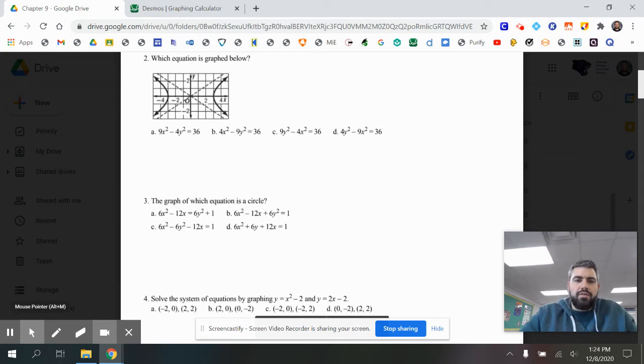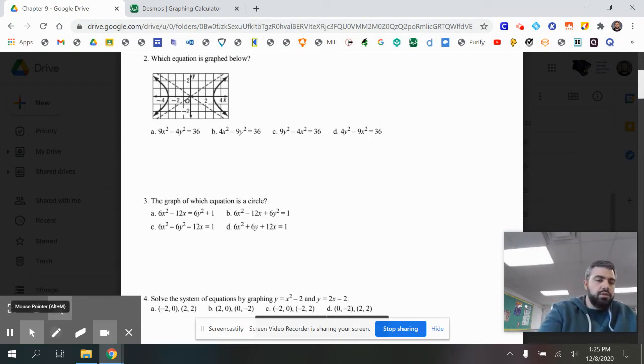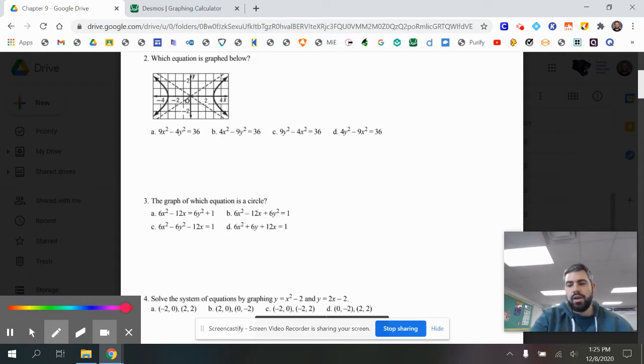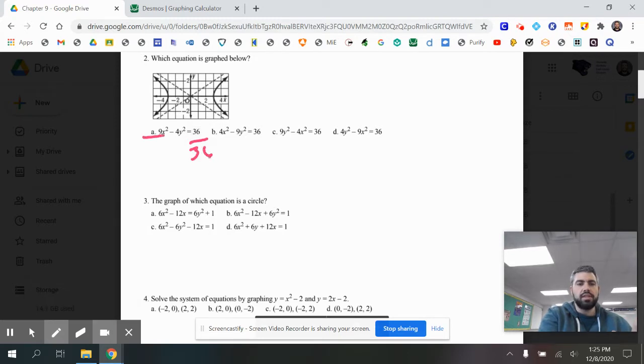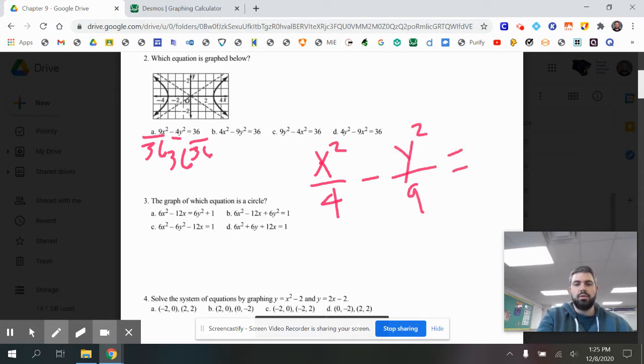All right, now it says which graph is graphed below. Now this is a hyperbola, and so what I could do is figure out the equation, okay? To do that, remember, it's always x squared over something minus y squared over something equals 1, or the y comes first. If we wanted to look at these and do that, I'd take 36 and divide everything by 36, right? If I divided everything by 36, A would be, well, let's see, 9 divided by 36 is 1/4. So it would be x squared over 1/4, or over 4, minus y squared over 9 equals 1.